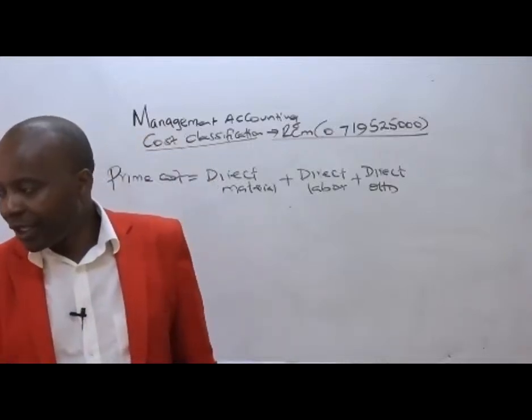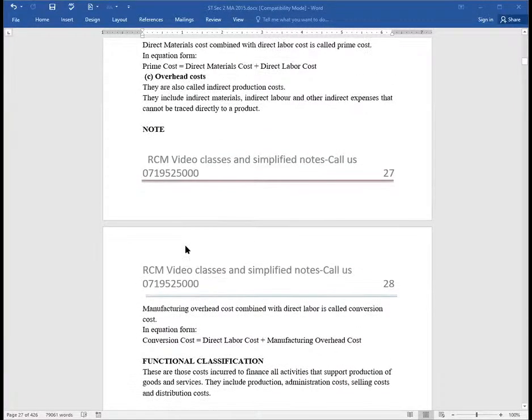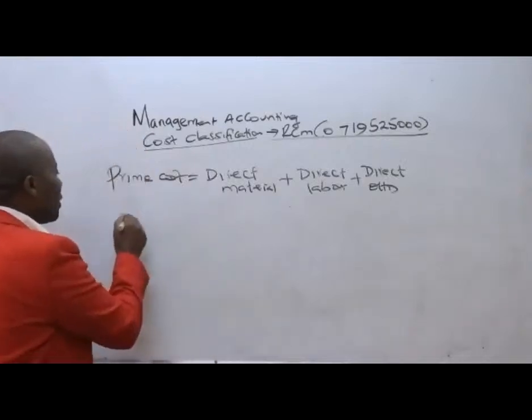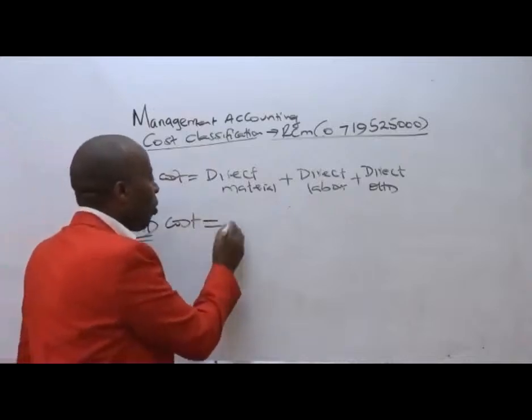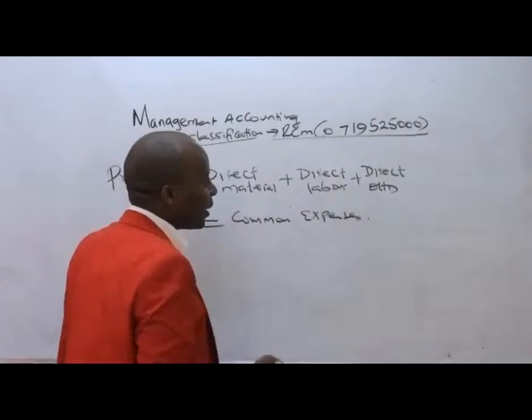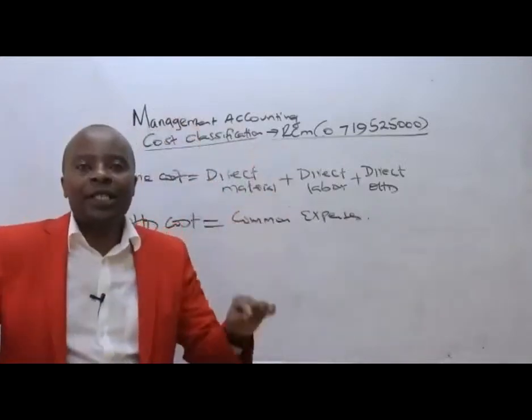Great. Now, ladies and gentlemen, we come to the next concept here, which is very important: overhead costs. I would want you to understand what overhead costs are. Overhead costs, as the name suggests, are over the head. These are the common expenses that are normally incurred for the benefit of many units. They cover us all.